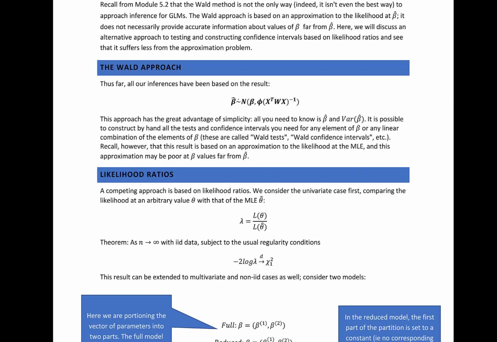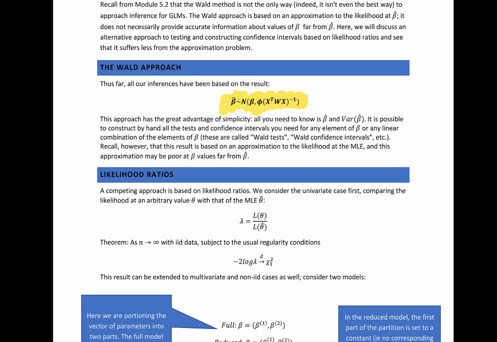So thus far we have been basing all of our inferences on this result right here. Essentially, remember what this result does is it gives us an approximate distribution for our estimator. So here we've got beta hat is approximately normal, where that distribution is centered at beta. And then here we have the variance term. And notice that the variance term does contain that weight matrix that we've seen previously.